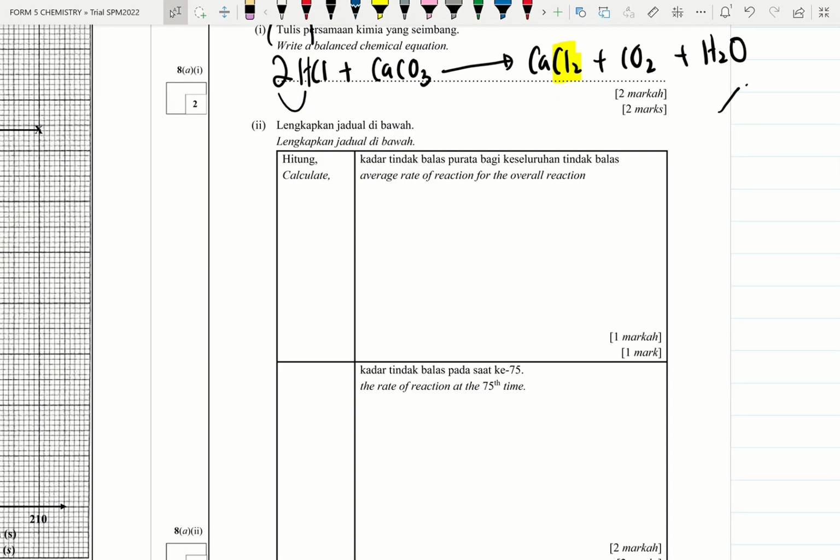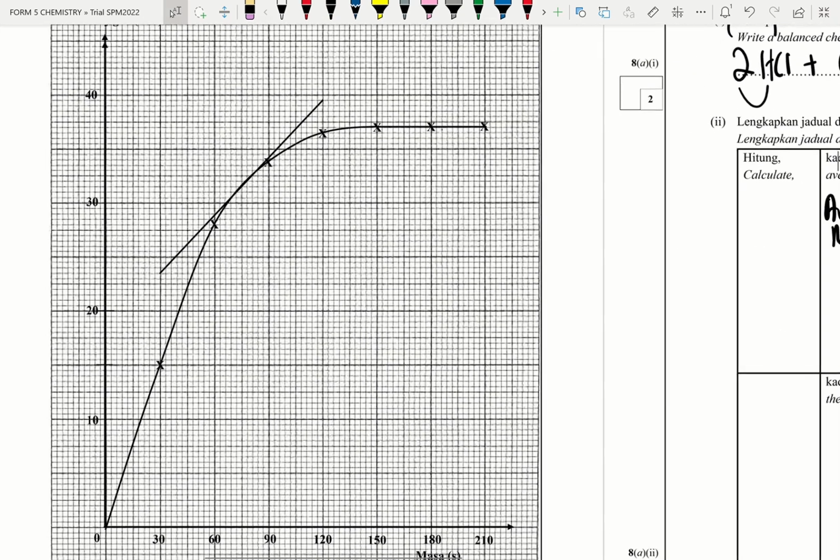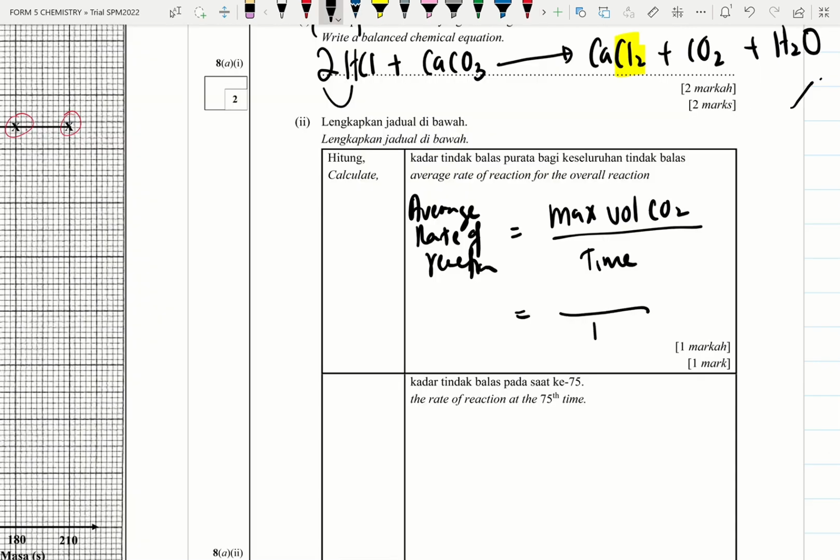Right, now we try to calculate the average rate of reaction. So we want to find the average rate of reaction. For the overall reaction, we need to find the maximum volume of carbon dioxide gas collected against the time taken. So from the graph, we try to find the maximum volume of gas collected, and the maximum volume is here. We try to find the time taken, which is 150, so we put here 150.